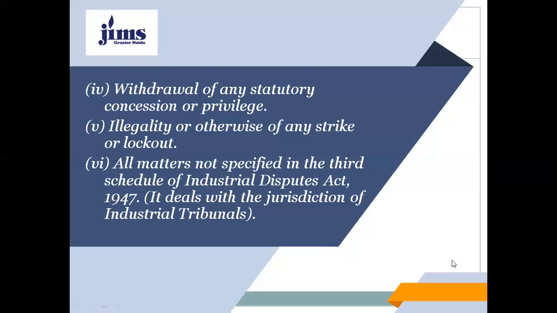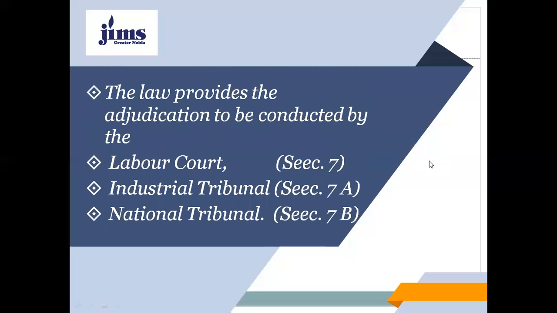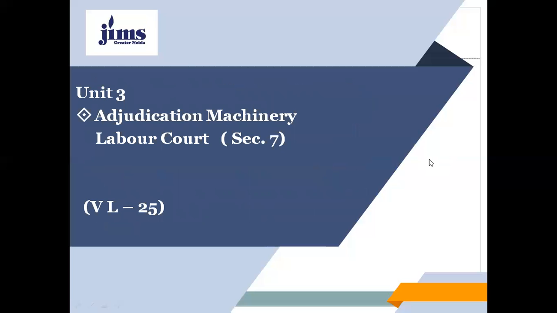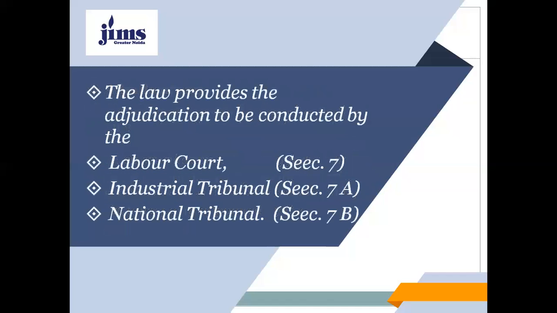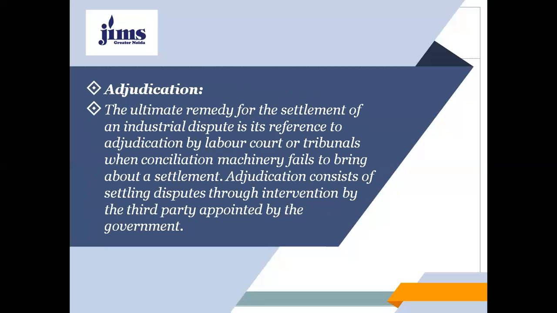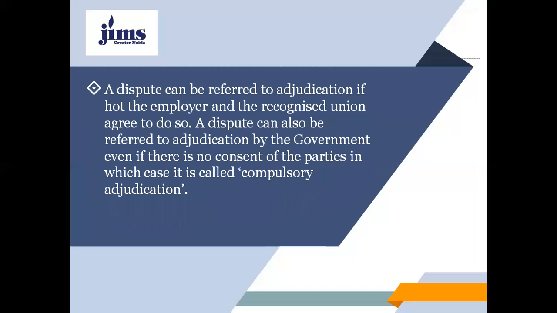So my dear students, today we have gone through how this adjudication machinery works, and what are the authorities available under the adjudication machinery which may decide the industrial disputes given under section 7. We have gone through the labor court also, and this adjudication would be decided with the intervention of third parties. Once the conciliation machinery fails, the matter may be referred by the appropriate government to the labor court under section 7, industrial tribunal under section 7A, and national tribunal under section 7B.